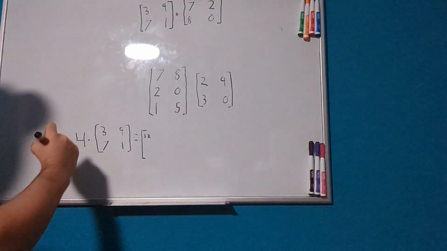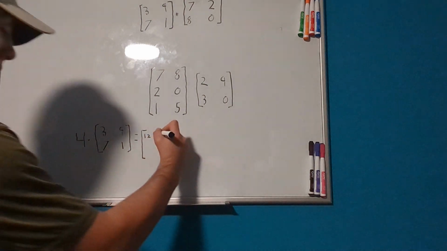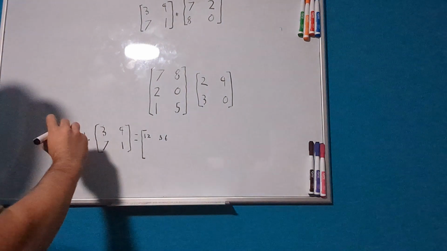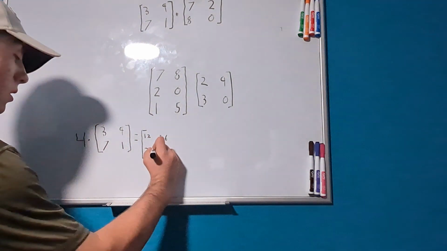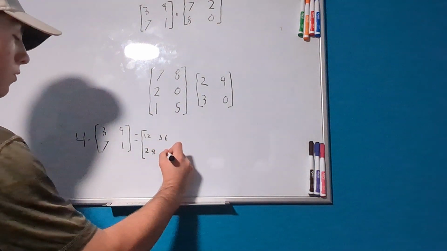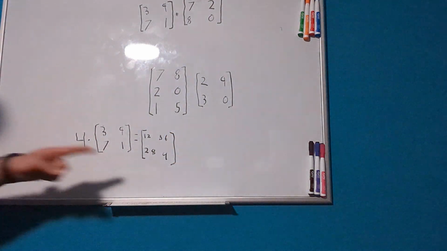Let's take 9, scale it by 4. 9 times 4 is 36. Let's take 7, scale it by 4. 7 times 4 is 28. And then 1, scale it by 4. That's also 4. So this will be our resulting matrix.